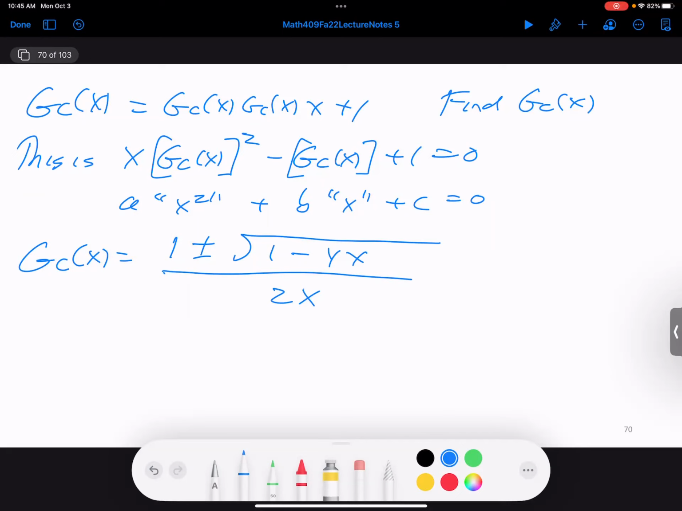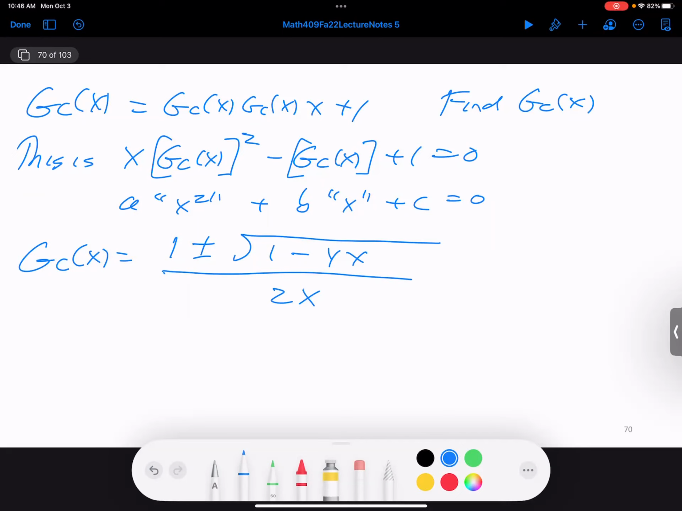We're supposed to find the generating function. Did we find the generating function? What did we find? We have 2 candidates. How do we determine which one is right?